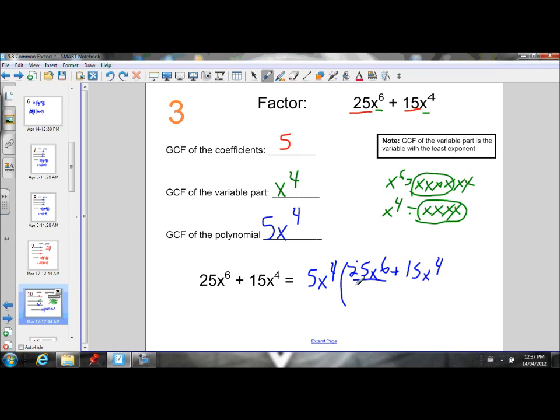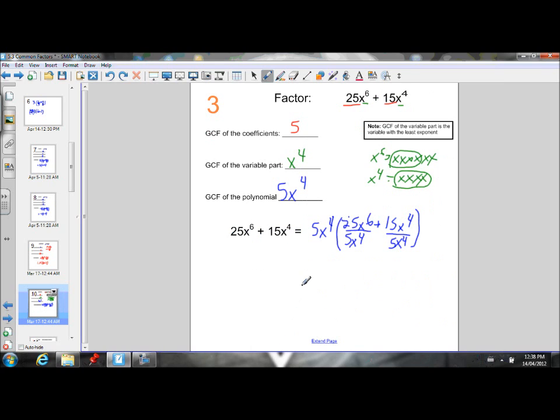25x to the 6 divided by 5x to the 4. 15x to the 4 divided by 5x to the 4. Go ahead and simplify inside the brackets. I know I'll be able to simplify because by definition a greatest common factor goes evenly into both of the terms.